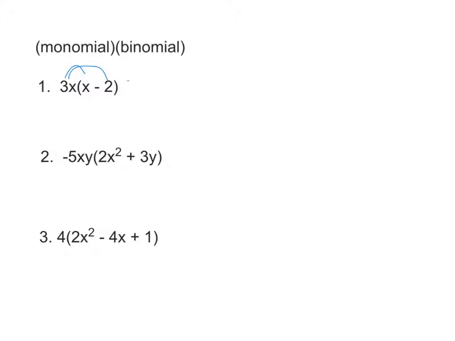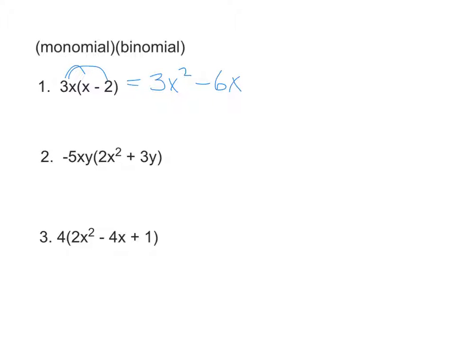times negative 2. So 3x times x, 3 times 1 is 3, x times x is x squared. Then 3x times negative 2, 3 times negative 2 is negative 6. And it's x times, well, there's no other x there, so it just stays as an x. So that becomes 3x squared minus 6x.